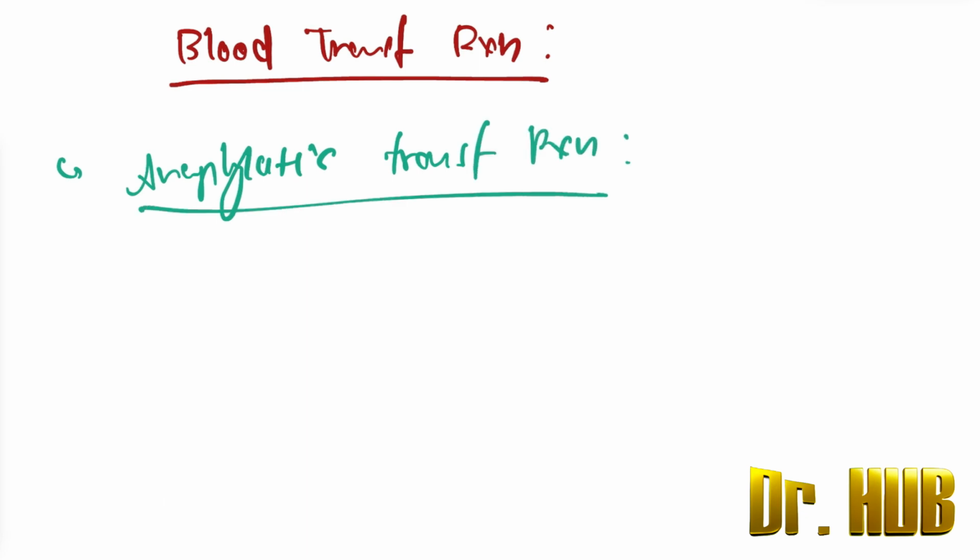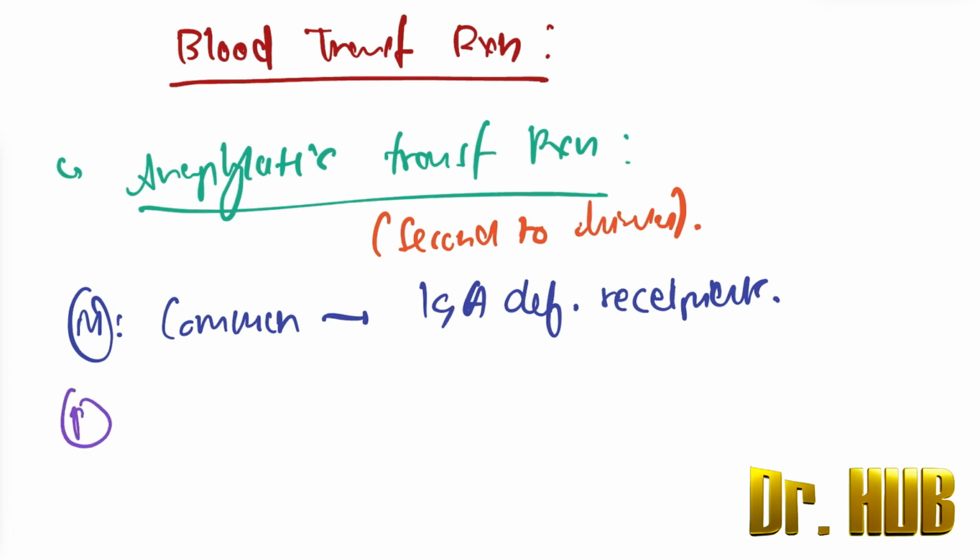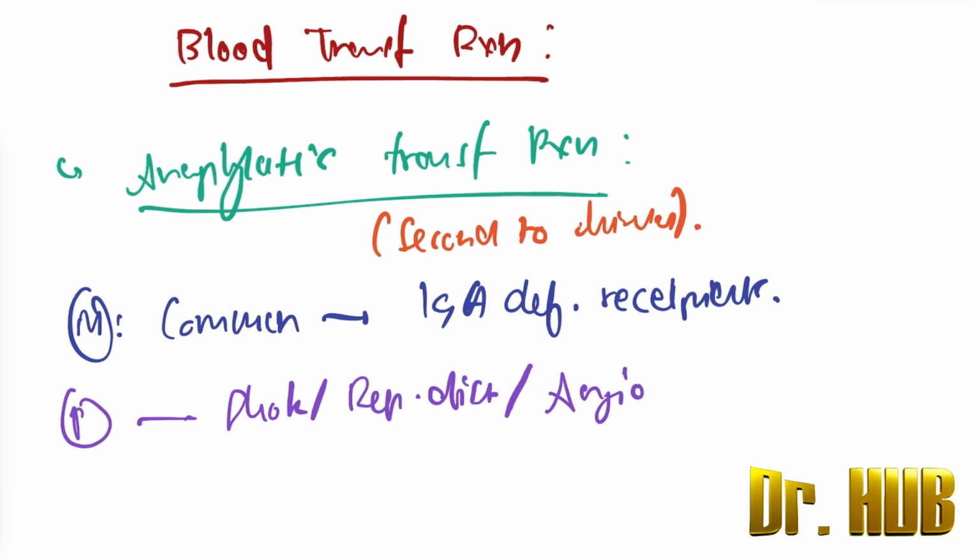This occurs within seconds to minutes. What is the mechanism of this? The mechanism is that it is common in IgA deficient recipients. And how is the presentation? Here there is the presence of shock, respiratory distress, as well as angioedema.